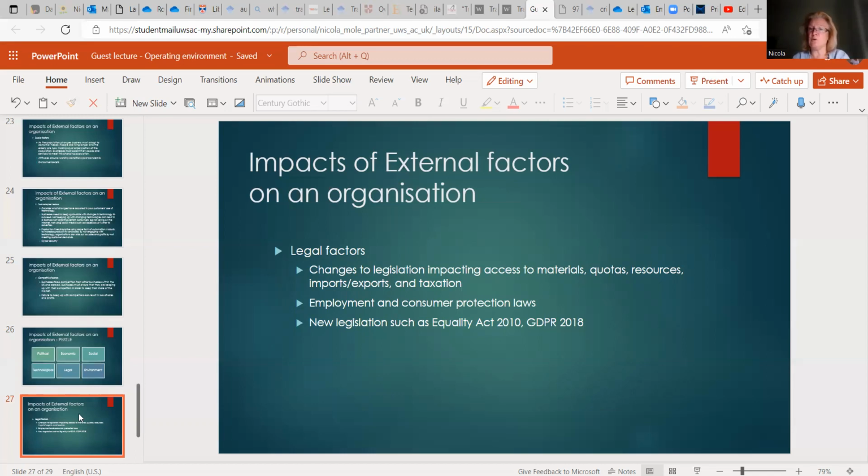Quotas, all right, so quotas are all about protecting industries. How much can you import from another country? How much should you be buying of locally made goods and services? And these are all governed by the laws of the country, all right? Imports and exports and taxation. You need to follow closely all the taxation changes.